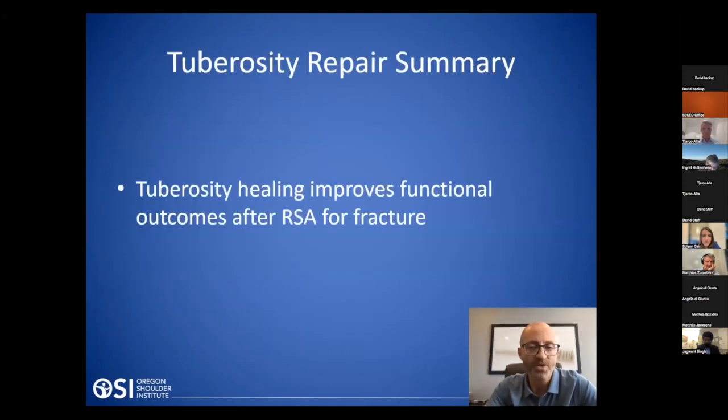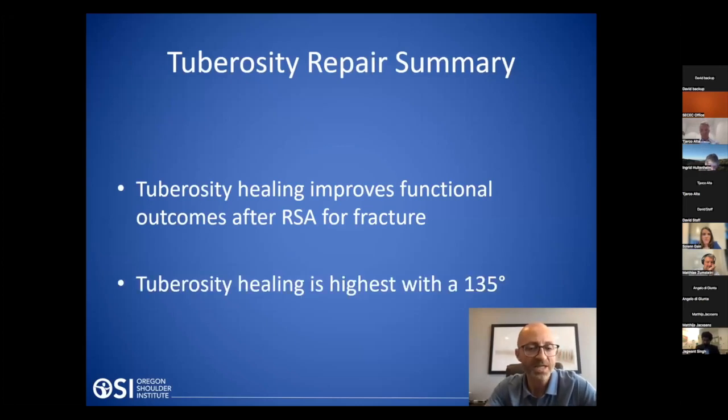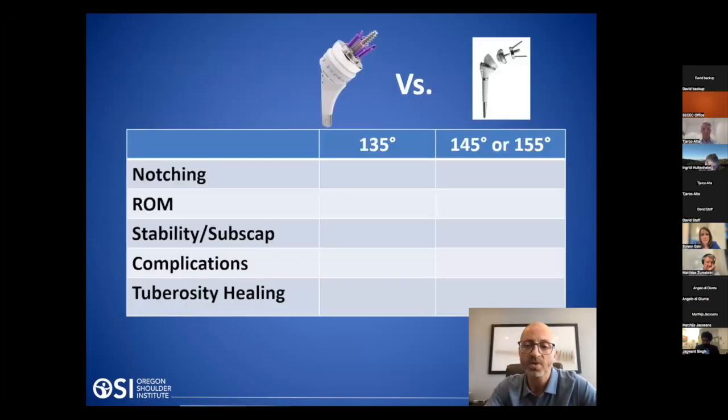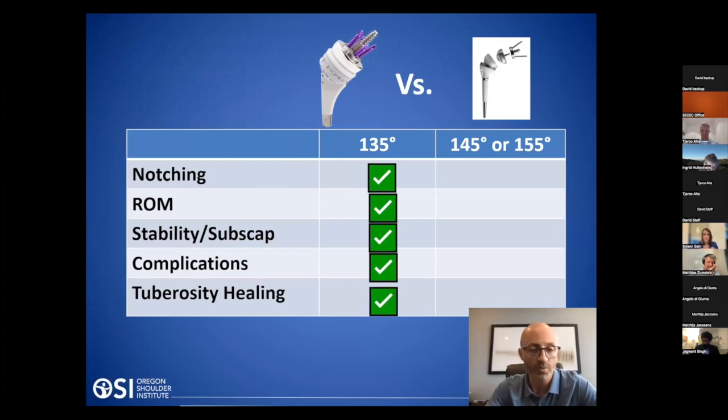So the tuberosity repair summary is that tuberosity healing improves functional outcomes after RSA for fracture, and healing is highest with a 135. So when we summarize all the evidence of 135 versus 145 or 155, we see that notching is decreased with 135. Range of motion appears to favor 135, specifically when you compare it to 155. Stability and subscap repair favors 135. Complications appear to be reduced when we have less distalization, as you would see with the 135. And tuberosity healing is highest with the 135 prosthesis. So I think the evidence is clear that it supports a 135 RSA in the modern era.